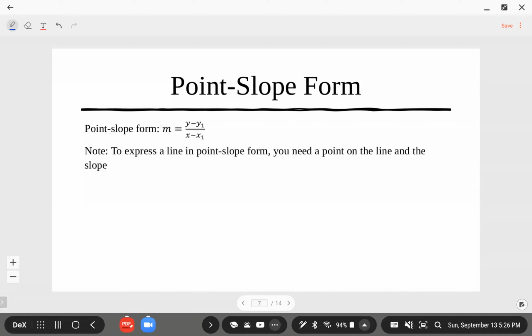The point slope form is m equals y minus y1 over x minus x1. Now what do y and x mean, and what do y1 and x1 mean? Y and x are referring to a general point on the line. It's just a general point, not specified. X1 and y1 are the specified point that you are given. Then m, as usual, is the slope.